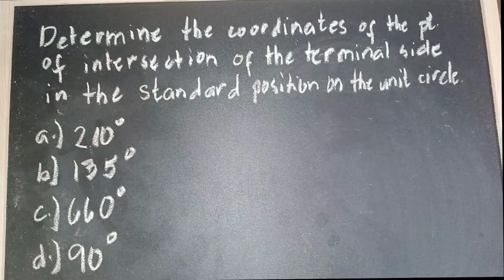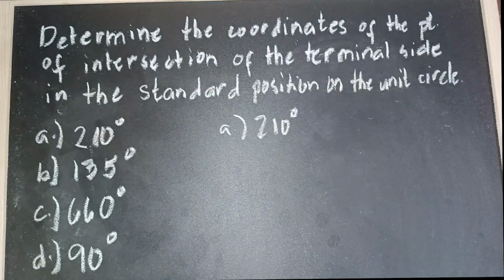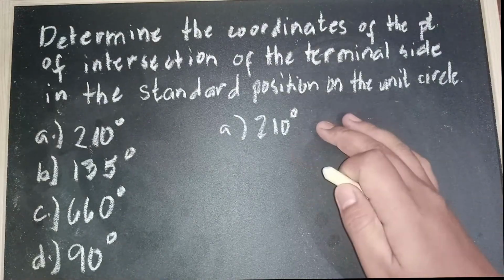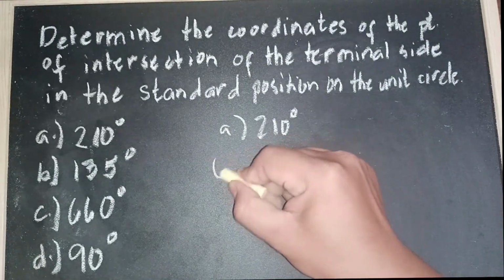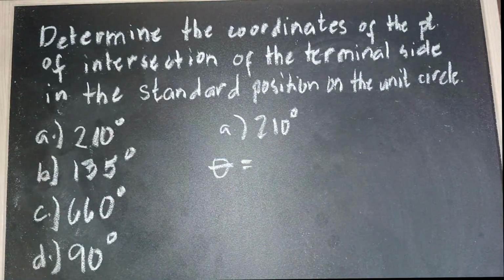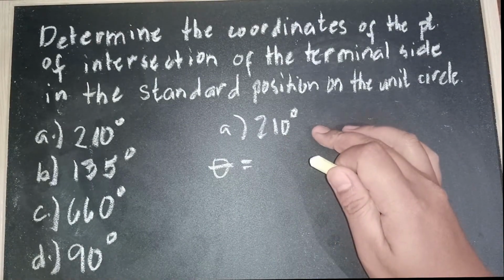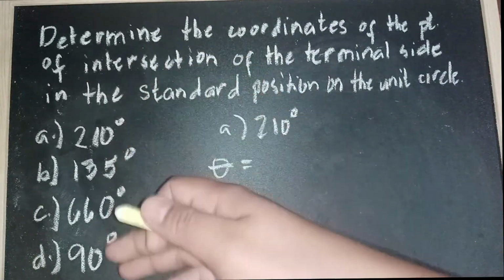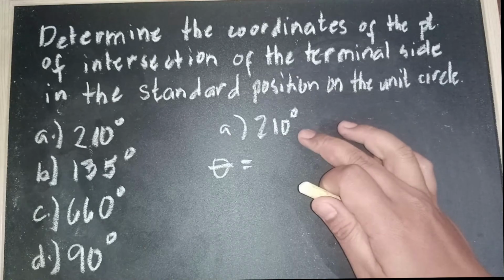Okay. So, letter A. For letter A, we have 210 degrees. Okay. So, meron tayo dyang video mga boss na tinuro ko kung paano kumuha ng reference angle sa pinakamadaling paraan. Okay. So, 210 degrees. So, una, hahanapin natin yung reference angle ng 210 degrees. So, paano kunin yung reference angle ng 210 degrees? By the way mga boss, these angles are in standard position. Now, paano natin hahanapin yung reference angle ng 210 degrees?